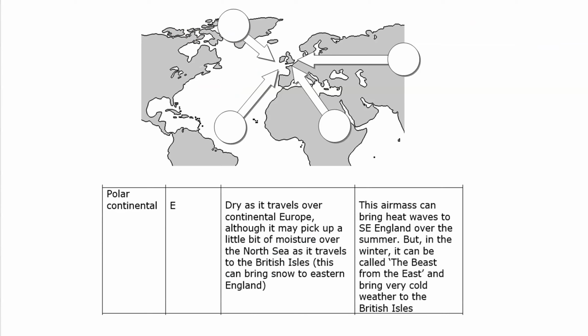Next up, we have our polar continental air mass as it comes towards us. It's coming here from the east. Here we have polar continental. In terms of its moisture content, it's mostly dry because, as you can see, for most of its journey here, it's travelling over the land. It's passing over continental Europe. Although just this last wee bit here, the North Sea, just as it comes towards us, it may pick up a little bit of moisture in the North Sea as it travels towards us. And as we'll see in a moment, this can bring snow to the British Isles, especially eastern England. But it's mostly dry. Now, what about temperature?